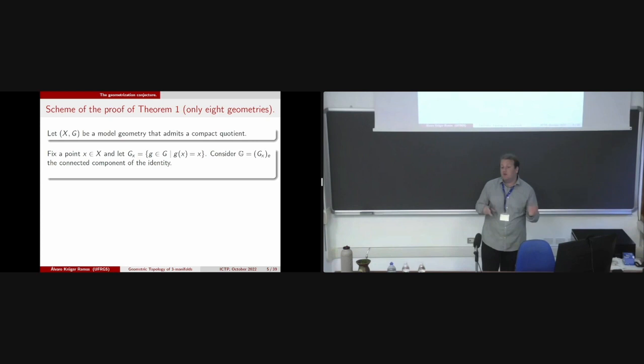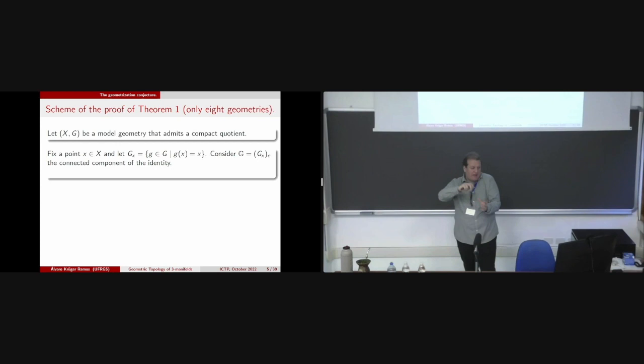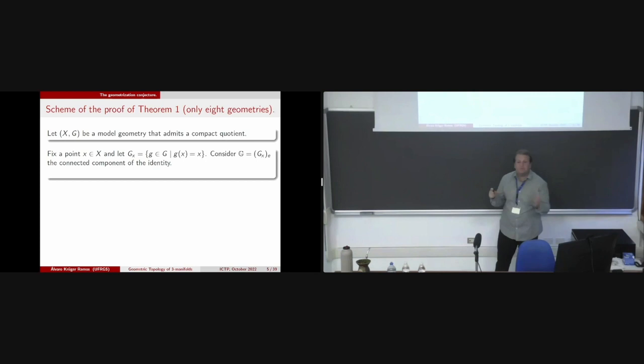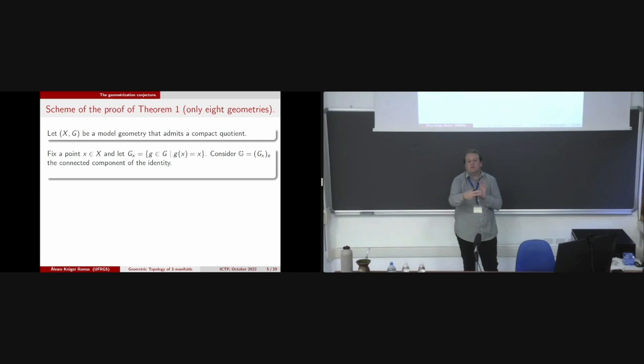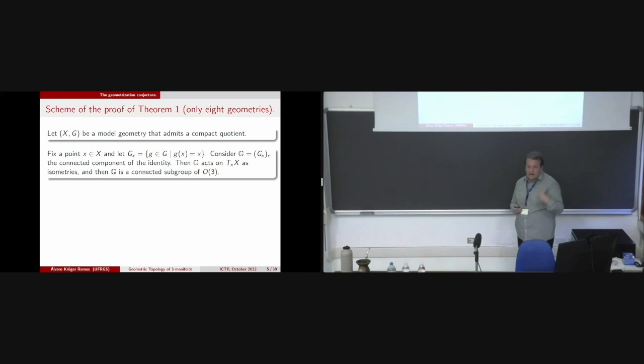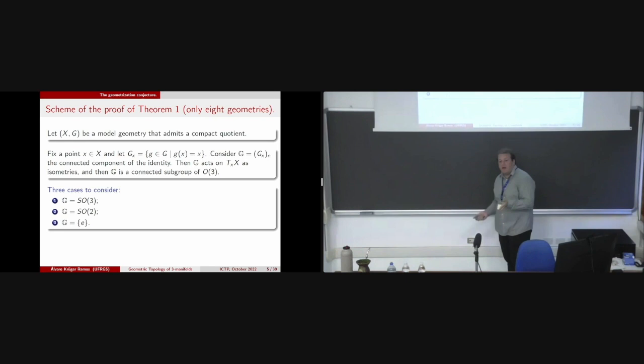And you take this isotropy group, the group of isometries that leave this point fixed. So you take the identity component of this isotropy group, and this is a connected group that acts on the tangent space of your manifold, T_xX. So it acts on this tangent space as a group of rotations because it's going to be by isometries. In particular, it has to be a connected subgroup of the orthogonal group O3. Since it is a connected subgroup of O3, we understand O3 easily. There are only three cases. Either G is isomorphic to SO3, the whole connected component, or it is isomorphic to SO2, which would be the rotations around one direction, or it's trivial. It's just the identity. That's the connected component, remember that.